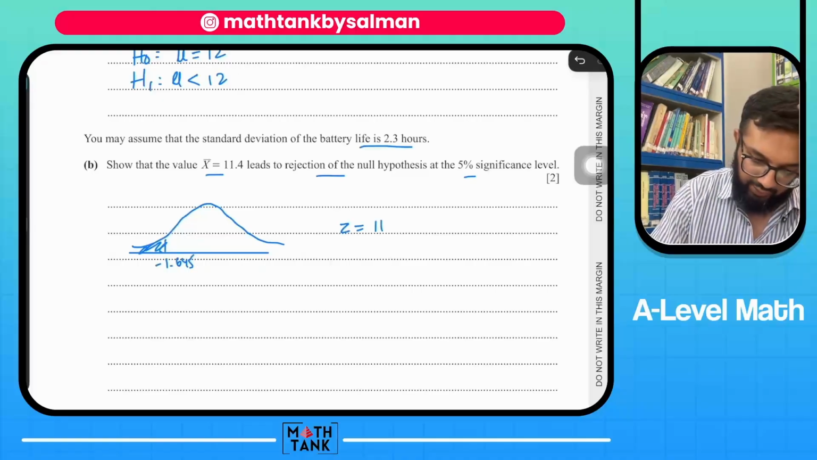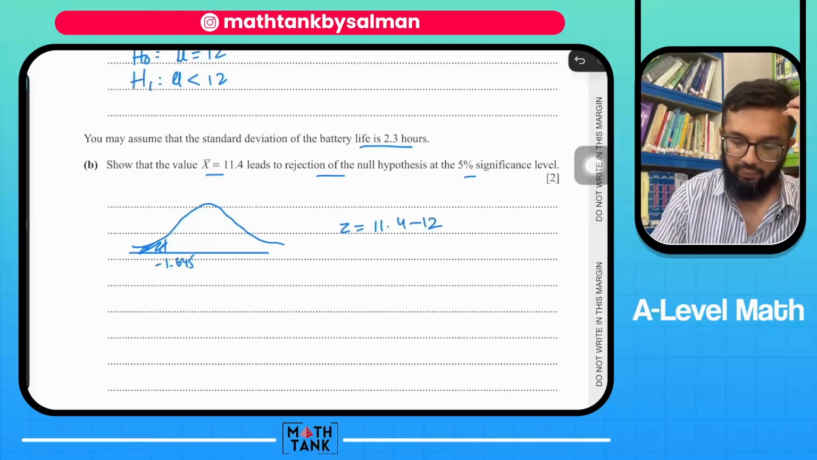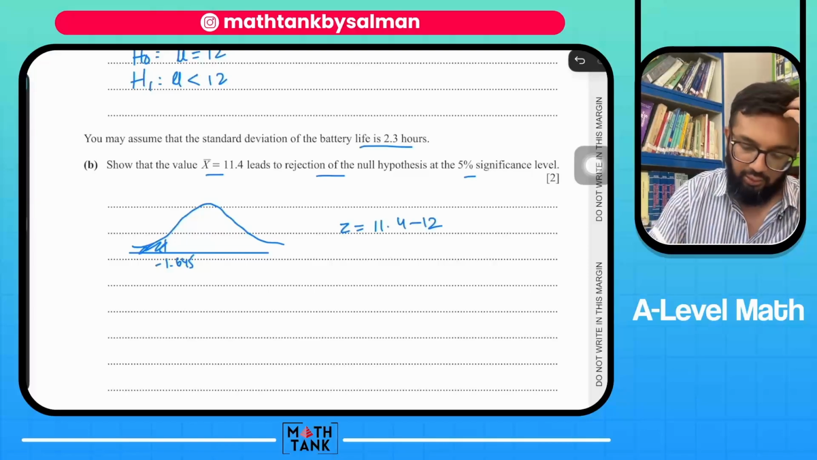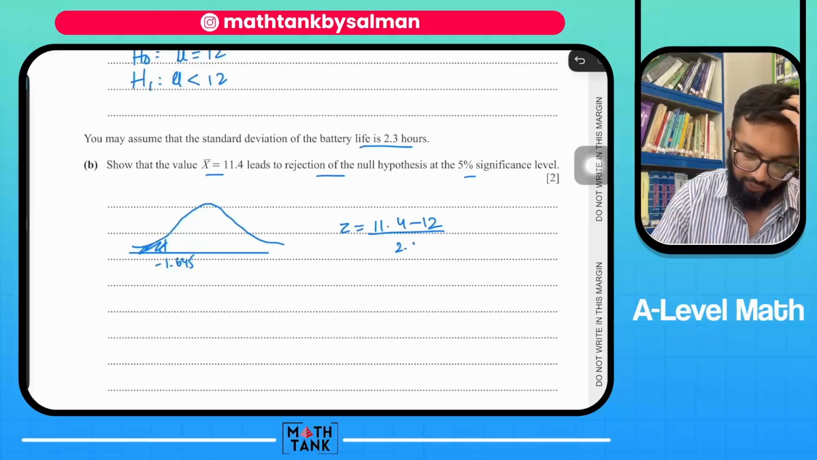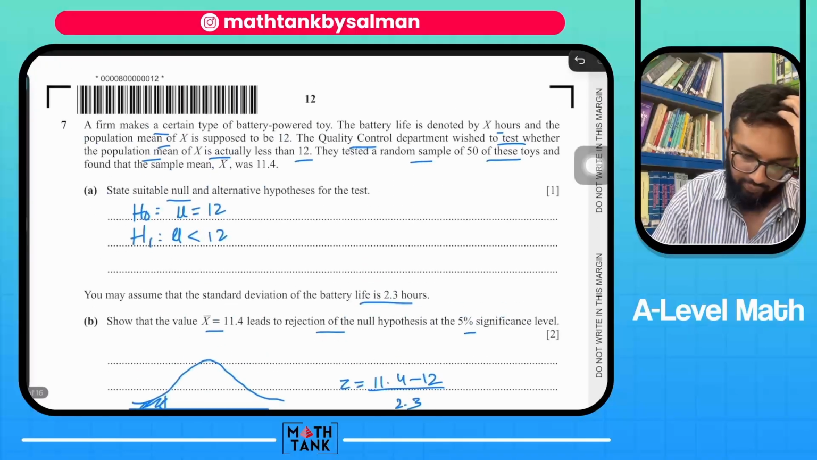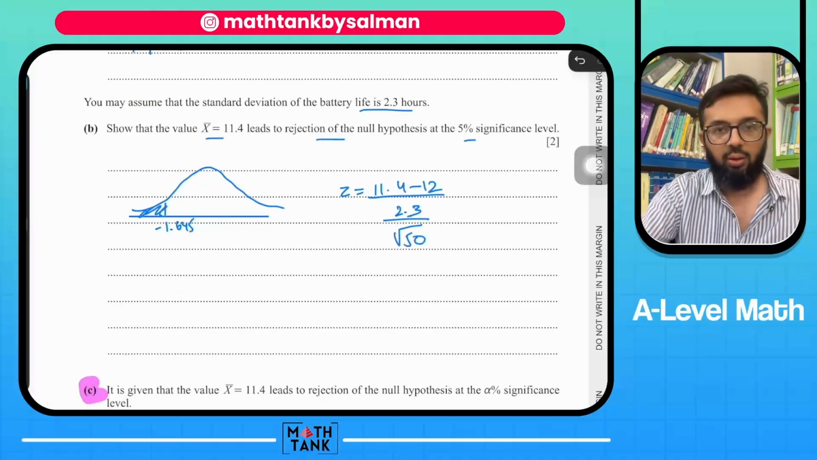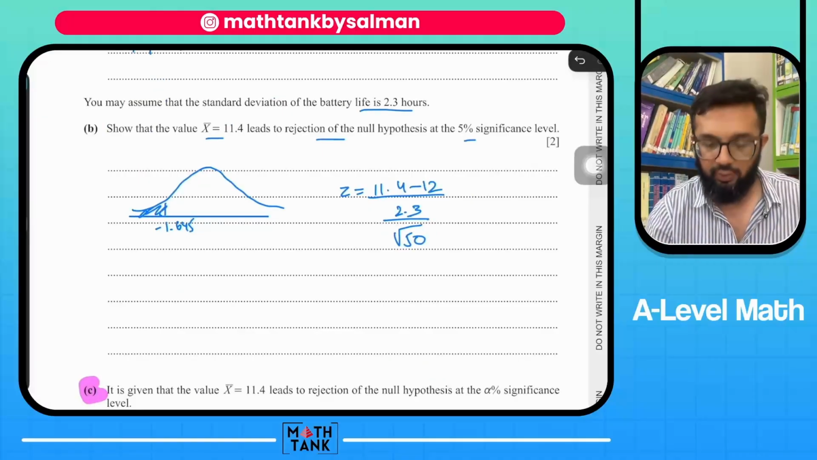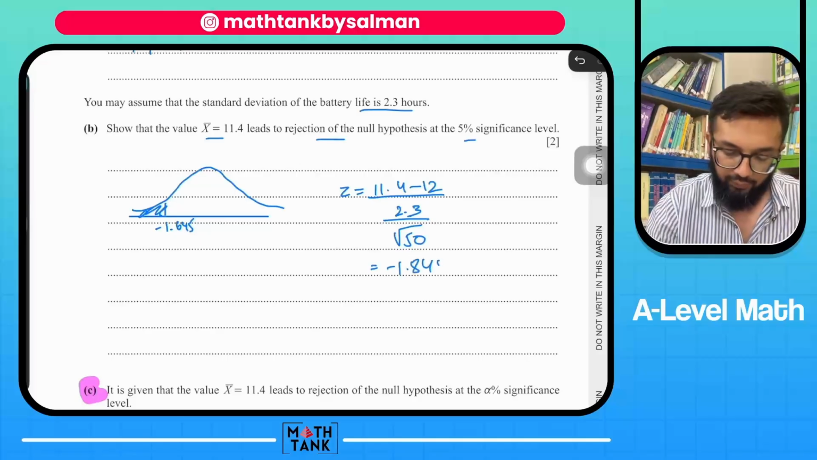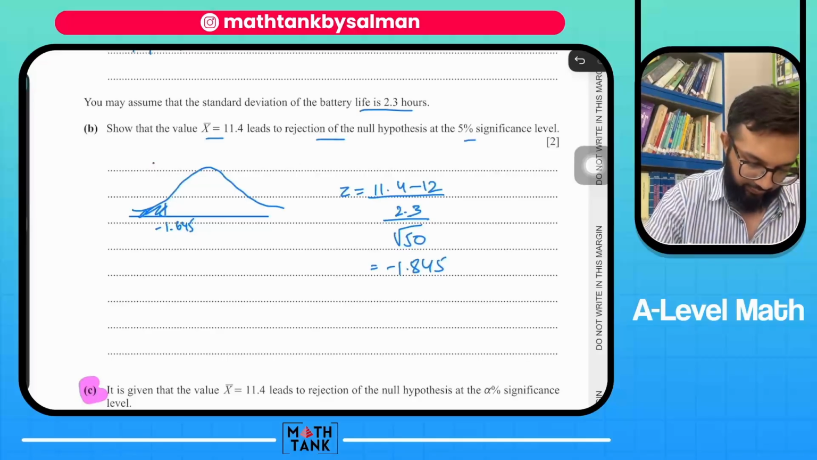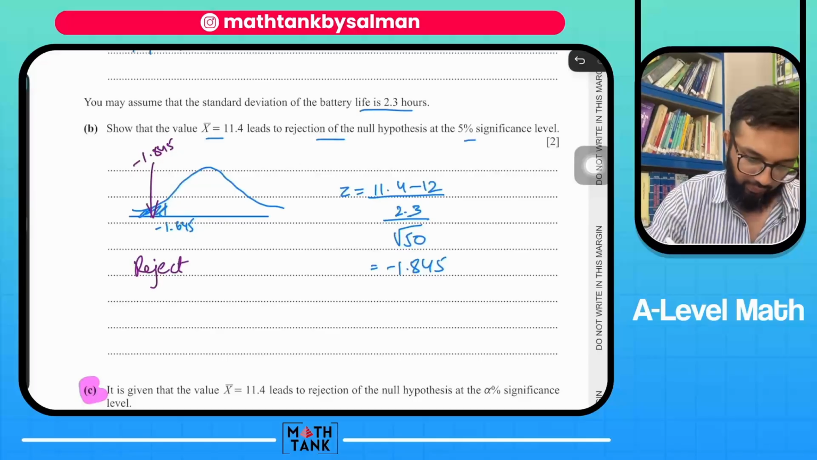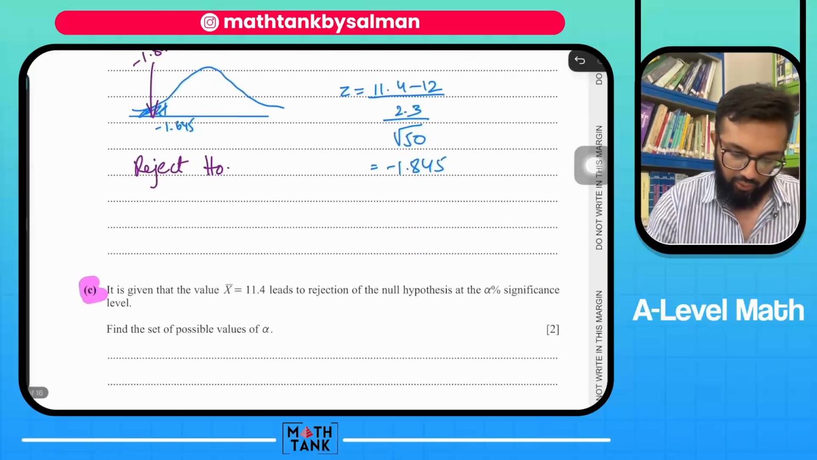Z value of test statistic is 11.4 minus 12 divided by root of 2.3 divided by root of 50. Okay, what does that give me? It gives me minus 1.845. Minus 1.845 falls in the rejection region, so reject H naught.